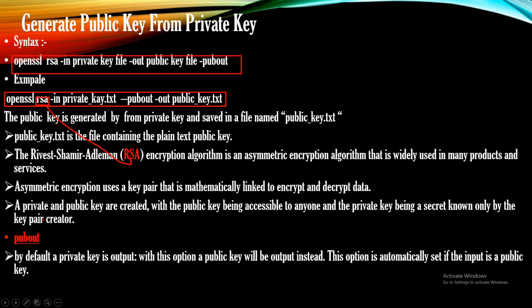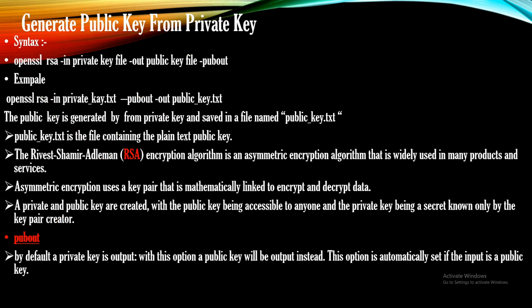From the command here, with -pubout, by default a private key is the output. With this option, the public key will be the output instead. This option is automatically set if the output is a public key.